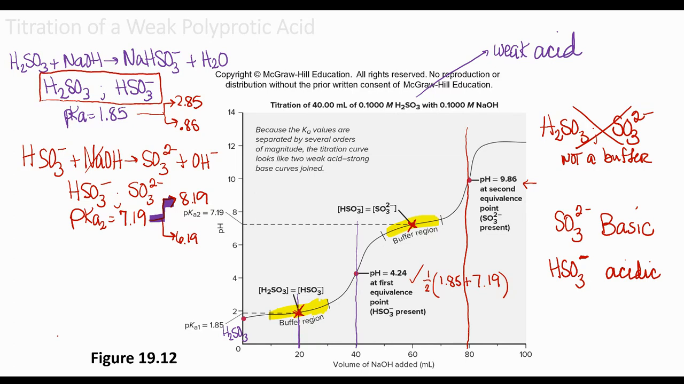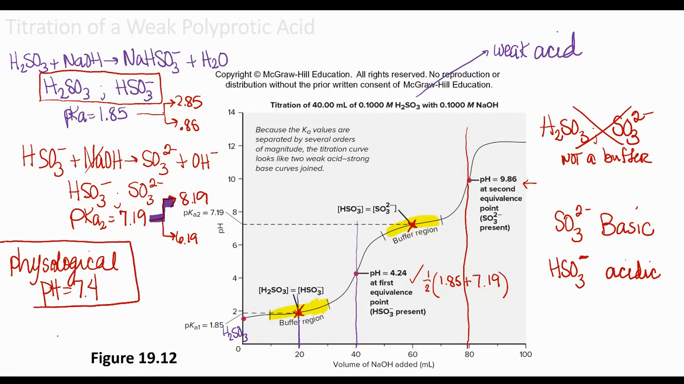Let me give you an example. Physiological pH in your body is 7.4. So which of these two buffer systems would be appropriate in the body? Well, not the first one. 1.85 is way too far. The second one is okay because 7.4 falls in the range of 6.19 to 8.19.